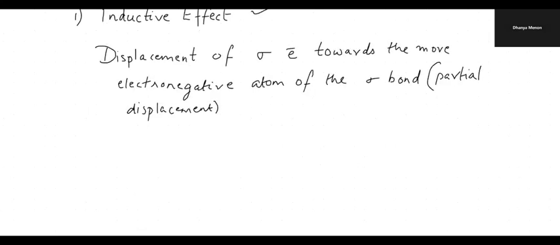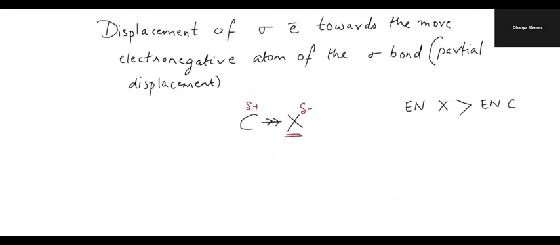For example, if carbon is bonded to a more electronegative atom X, so the electronegativity of X is more than the electronegativity of carbon. So what happens? The more electronegative atom pulls the electron towards itself and develops a partial negative charge, and carbon develops a partial positive charge because the electrons are pulled towards the more electronegative X. This is why it is called a partial displacement.